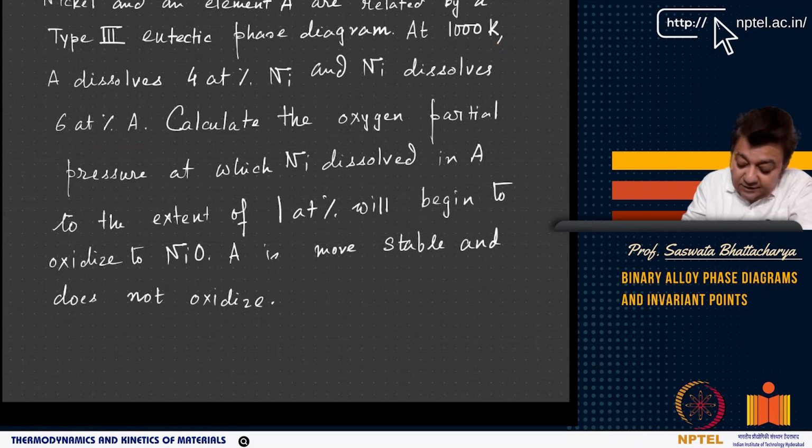Now what we are asked is to calculate the oxygen partial pressure at which nickel dissolved in A, to the extent of 1 atomic percent, begins to oxidize to nickel oxide. So the amount of dissolution is only up to 1 atomic percent. We are also told that A is more stable, so A does not oxidize. So the nickel that dissolves in A starts oxidizing, and if it has to start oxidizing, what should the oxygen partial pressure be? That is what we have to find out, right?